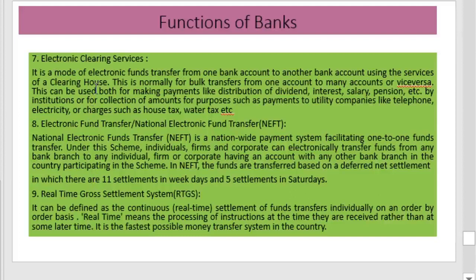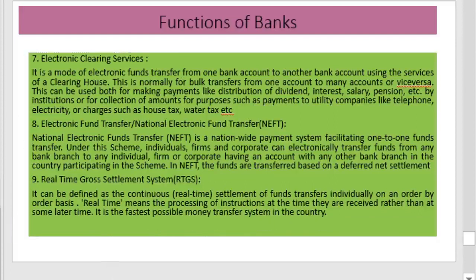Then electronic clearing services, which is the safest and the speediest way to clear transactions. Then there is a fund transfer facility, namely NEFT. NEFT is the National Electronic Fund Transfer System. It is a nationwide payment system facilitating one-to-one fund transfer. Individuals, firms, and corporates can electronically transfer funds from any bank branch to any individual, firm or corporate having accounts with any other bank branches in the country participating in this scheme.